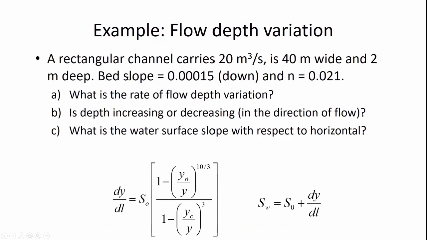Here the bed slope is given, it's 0.00015, and that's downhill. And we have the Manning's roughness n. So we want to find the rate of flow depth variation, that is dy/dl. And then from that, identify whether the depth is increasing or decreasing. And then finally, find the water surface slope with respect to horizontal. So that means combine the channel slope and dy/dl and solve for S_w.